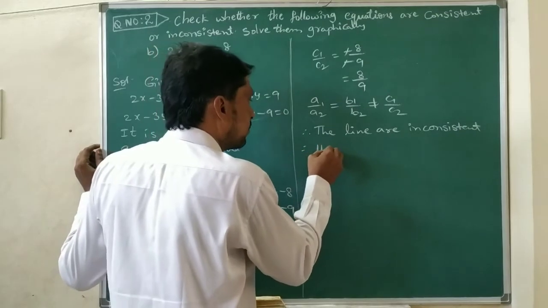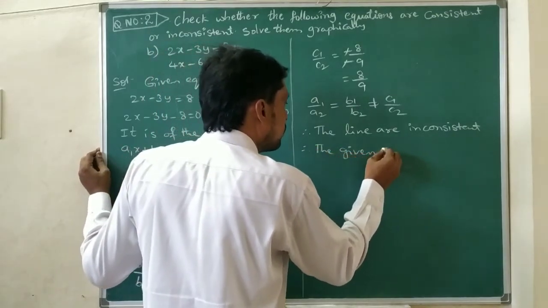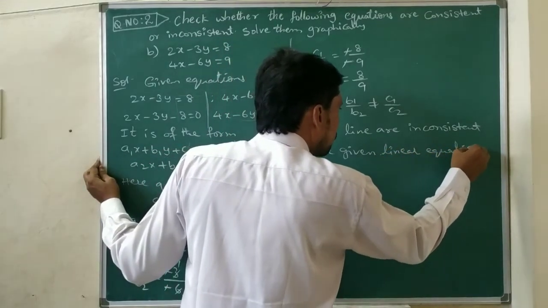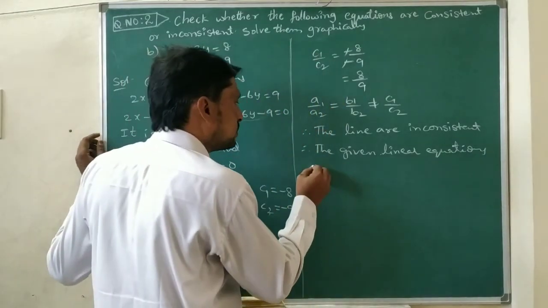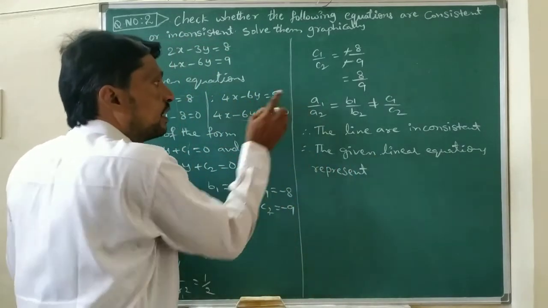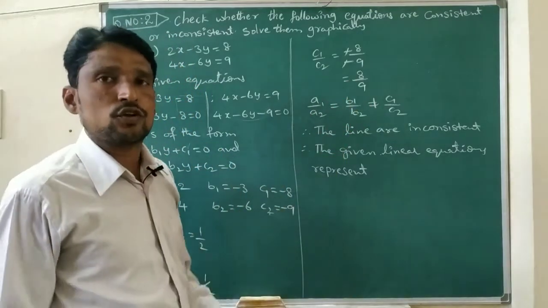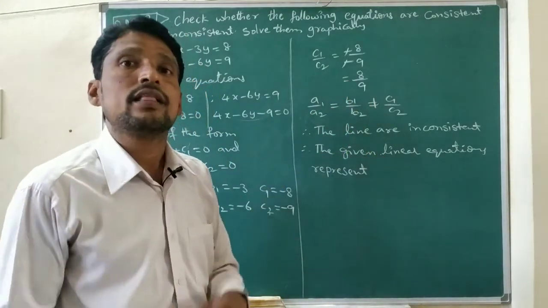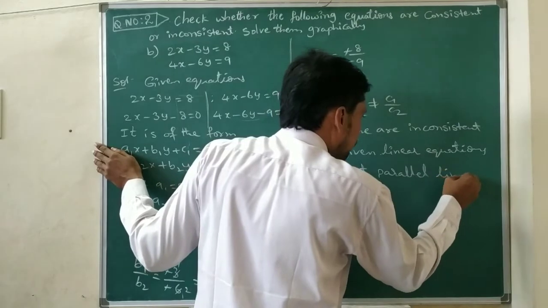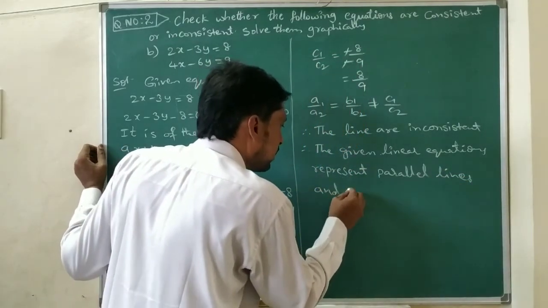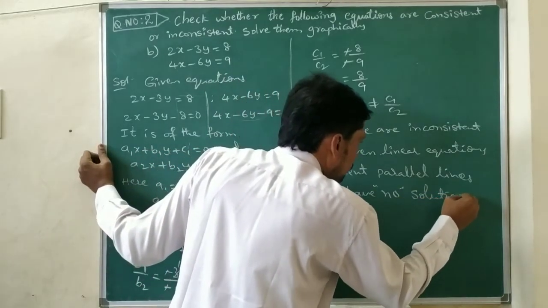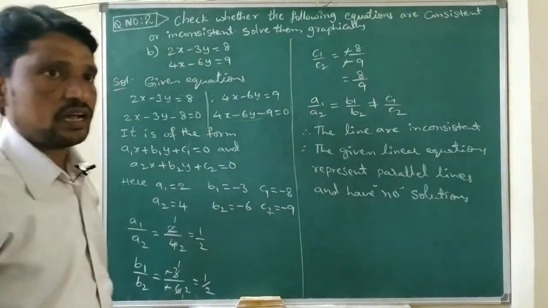So therefore the given linear equations represent parallel lines and have no solutions. Here A1 by A2 equal to B1 by B2 not equal to C1 by C2 means the lines are parallel. So this is about consistent or inconsistent.